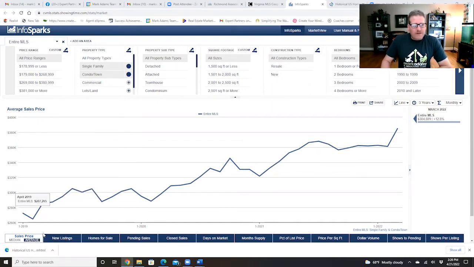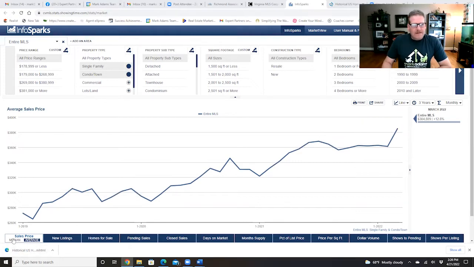As always, we start off with sales price. So the average sales price back in March of 2021 was 341. And then you can see at the end of March right now, it's 384. So prices are still going up.